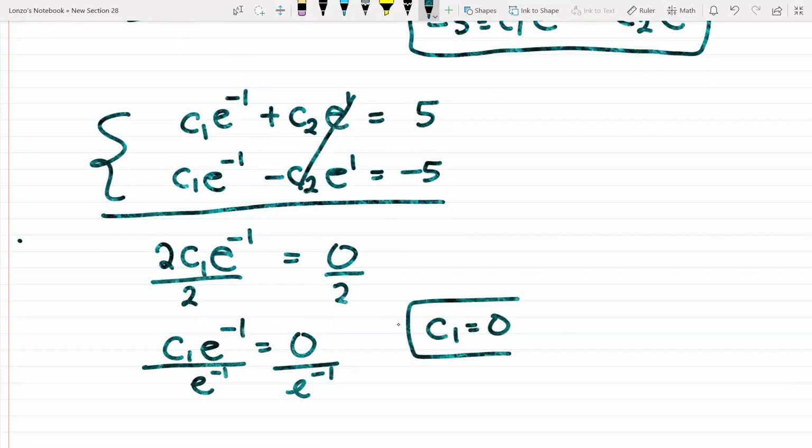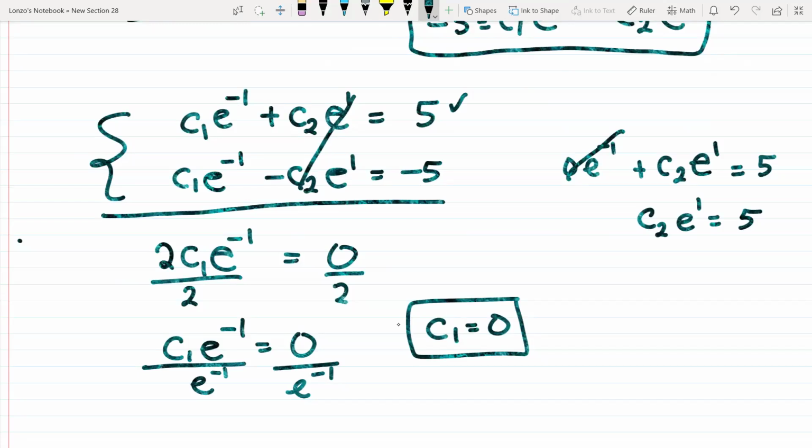Okay. Now what we have to do is find c2. I'm going to do substitution. I'll plug c1 back into the first equation. It doesn't matter which one as long as it's an original. So my c1 is 0, so it's 0 times e to the -1 plus c2 e to the 1 equals 5. What's 0 times e to the -1? That's 0. Now you're just left with c2 e to the 1 equals 5. Then just solve for c2. Get rid of this e by dividing both sides by e. So c2 is 5 over e to the 1.